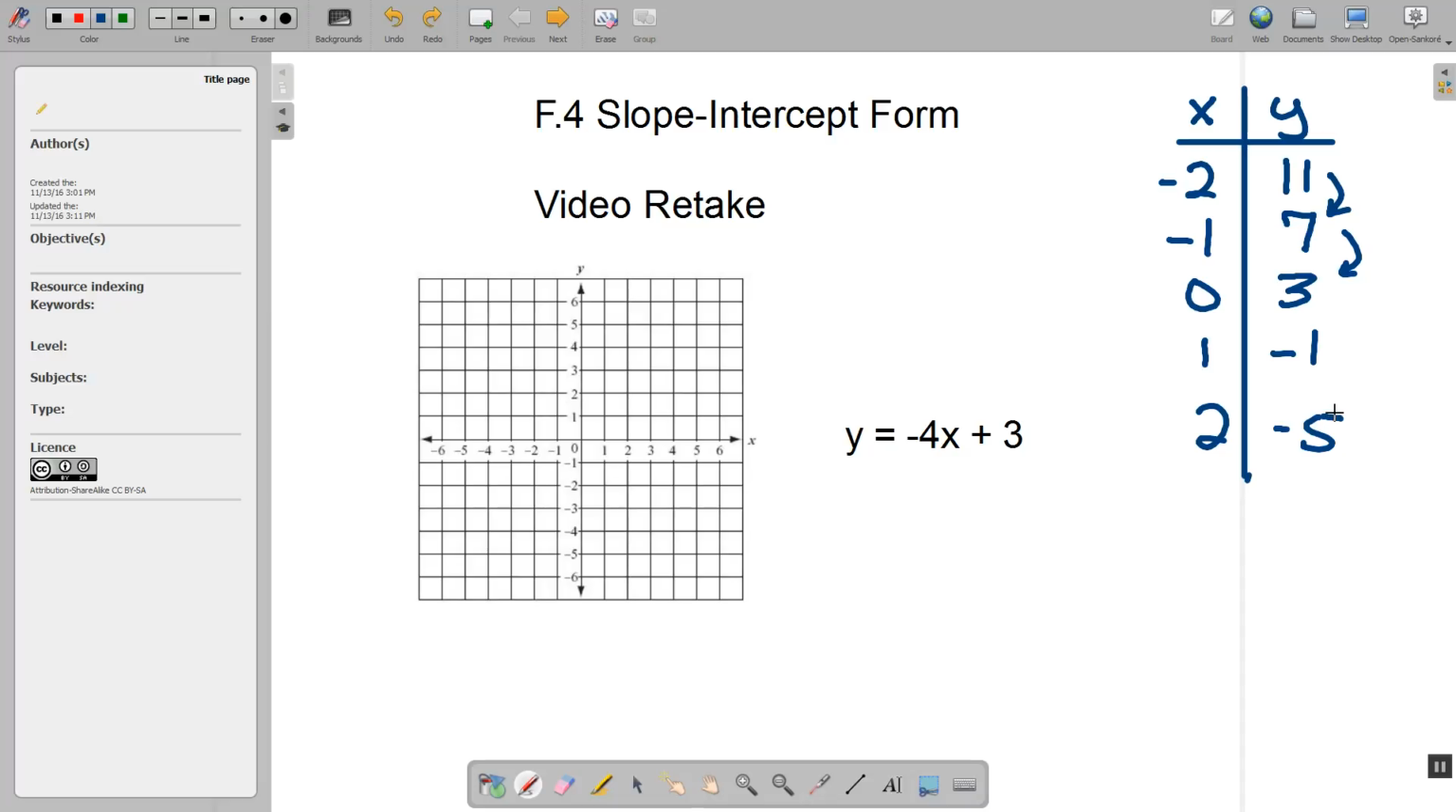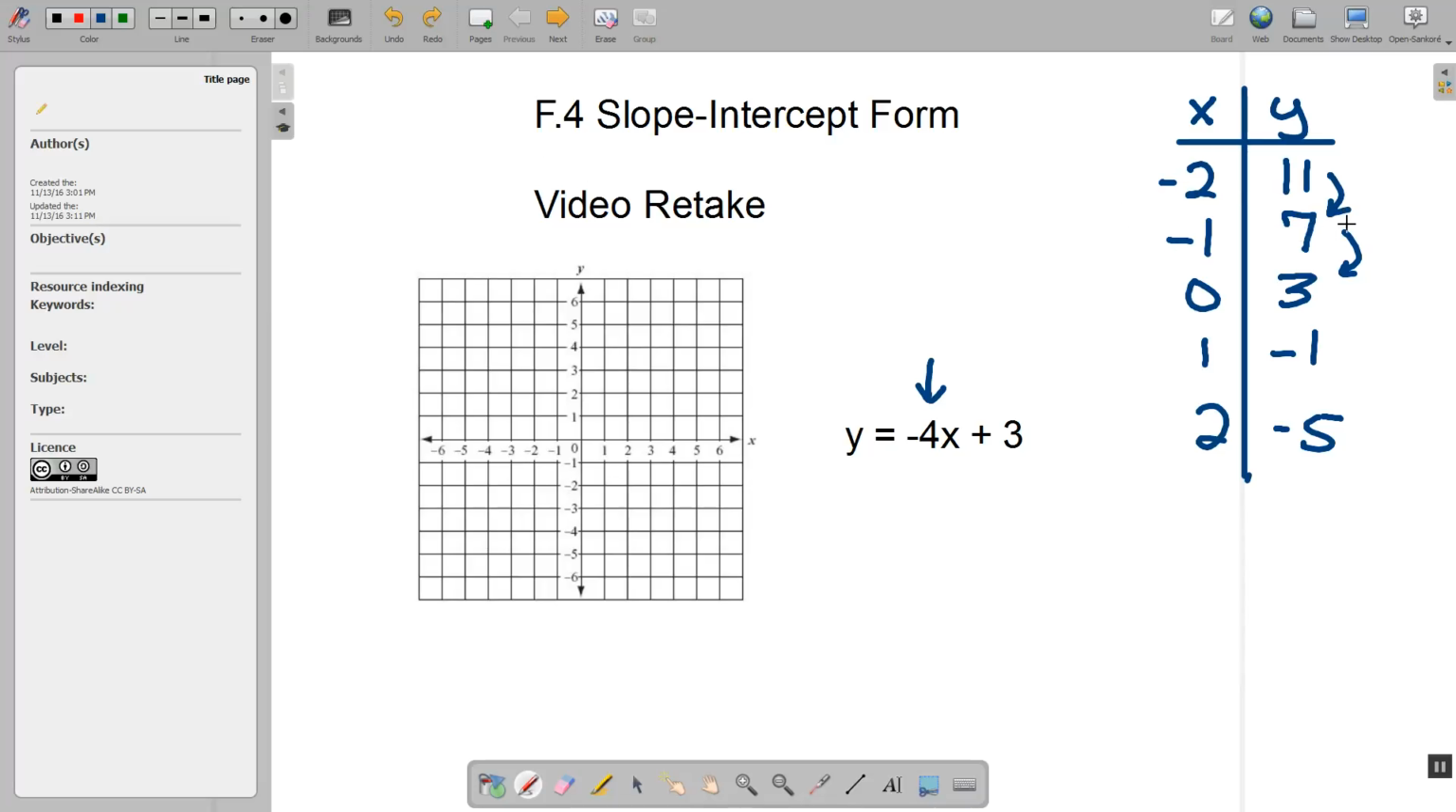Now, what's really nice about this, if you watched the last video, hopefully you can tell that our slope is our pattern in our table. So if you made some connections from the last few sections, hopefully you can see why we're learning this concept in the first place. Now, in order to graph this, obviously -2, +11 is way up here.